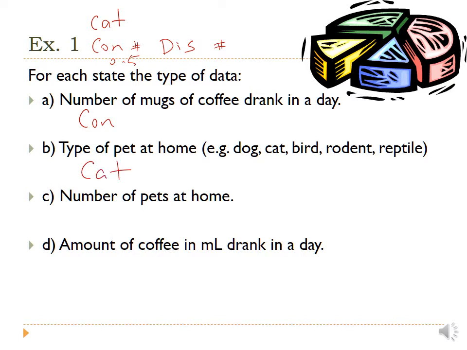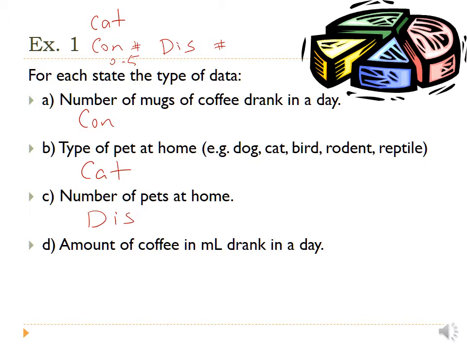C, the number of pets at home. This has a number for an answer. Can you have half a pet? For being technical, no, you can't have half of a dog or half a cat. So this would be discrete. Number for an answer, but you're just counting how many.